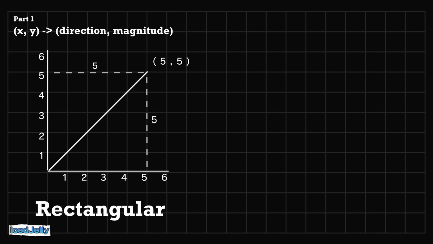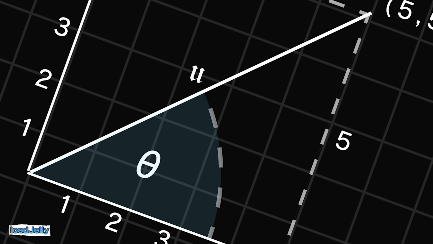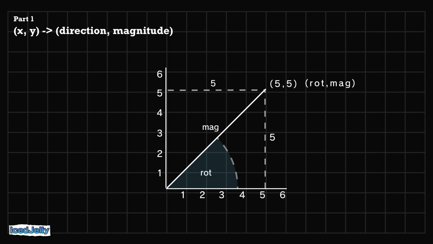Part 1. Rectangular to polar vector. So here we have our rectangular vector graph, and we'll add the variables for magnitude and direction. No, we're programmers, not mathematicians. Much better. So, let's focus on the magnitude first.